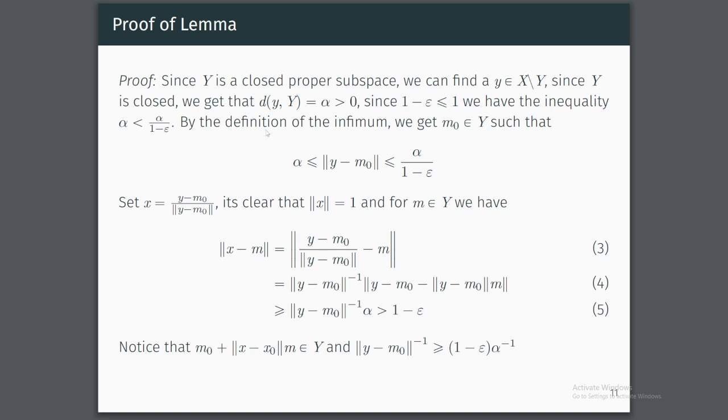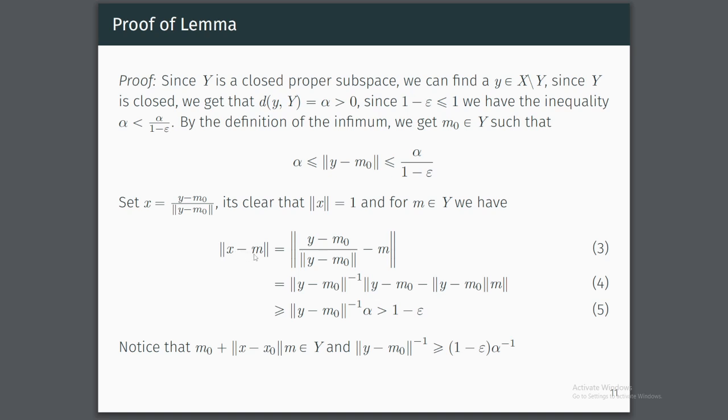Okay? Then because this alpha is the infimum of the distance between y and big Y, the infimum tells us that we can find an m0 in Y so that the norm of y minus m0 is less than alpha over 1 minus epsilon, right? Because this is not a lower bound. So we can find something that's bigger than alpha but smaller than this bound. You're basically just squeezing this element in. Okay? If we set x to be (y minus m0) over the norm of (y minus m0), this is a unit vector, right? Because the norm is equal to 1. And for every m in Y, all we need to prove right now is that the distance between x and m is greater than 1 minus epsilon.